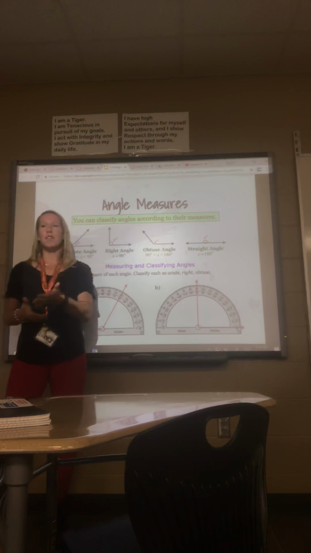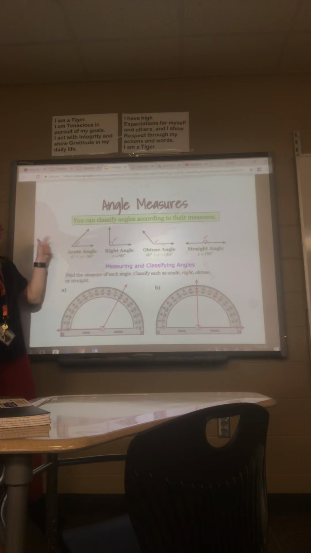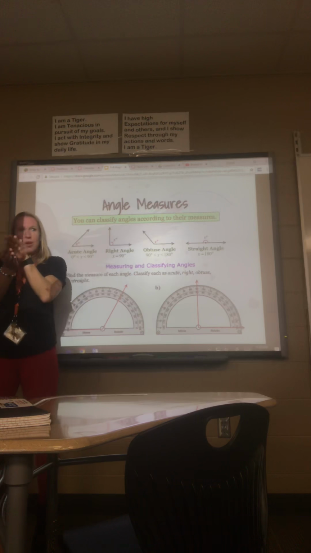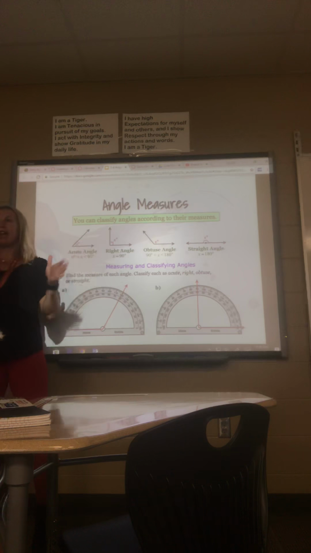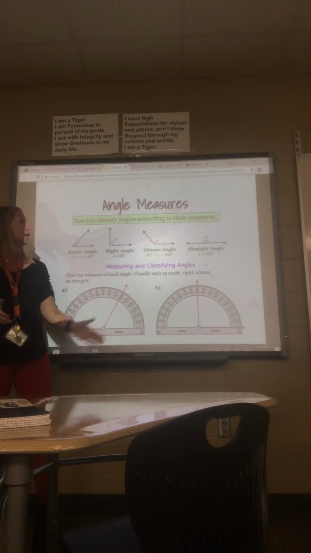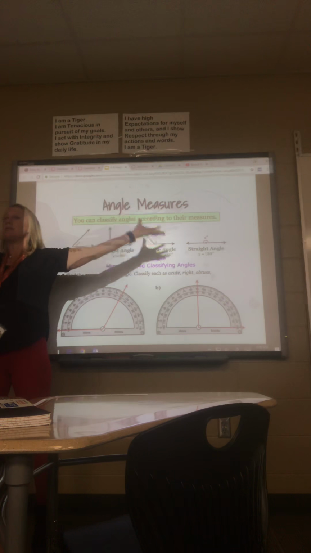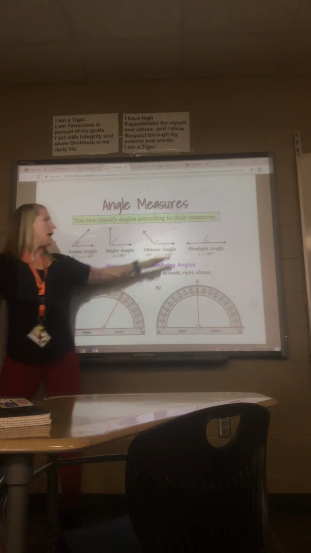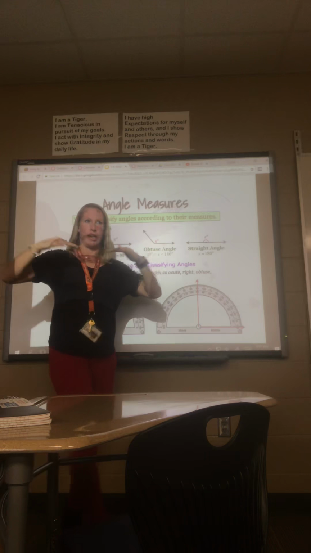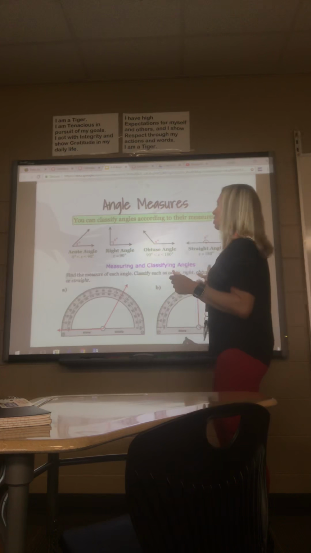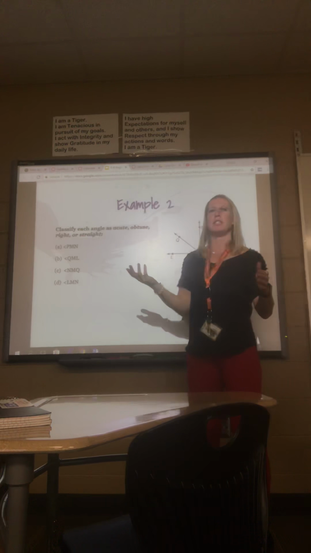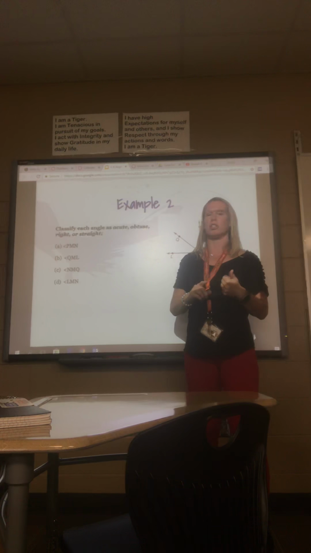So hopefully you remember that an acute angle is less than 90. Do you guys remember that? A right angle is exactly 90. Obtuse is more than 90. And a straight angle is 180 degrees. Do you guys remember that? Okay. So you will have some problems where you have to tell me, is it acute, obtuse, right, or straight?